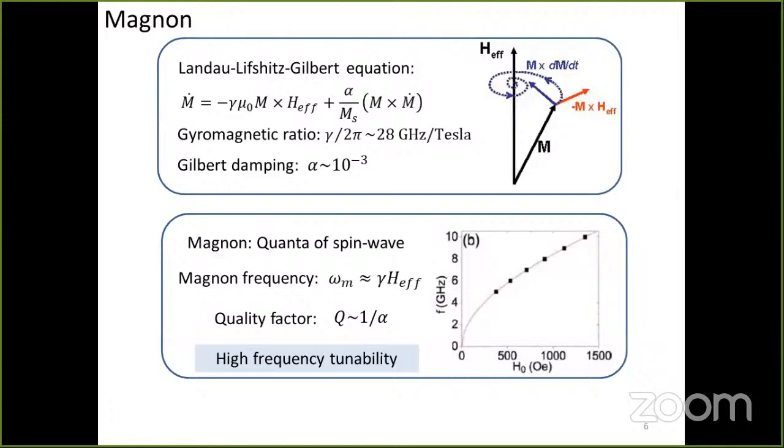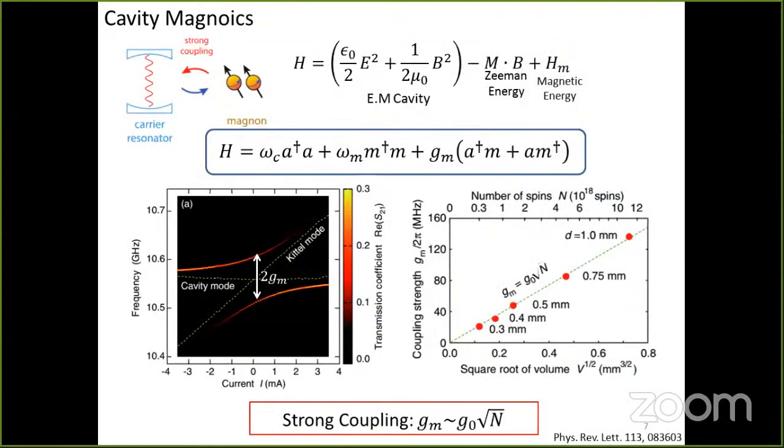When we try to couple these magnons to a cavity, we can think of the Hamiltonian like this. The first term is the electromagnetic cavity, the second is the Zeeman energy, and the third one is the magnetic energy of the sample. So the effective Hamiltonian can be written like this.